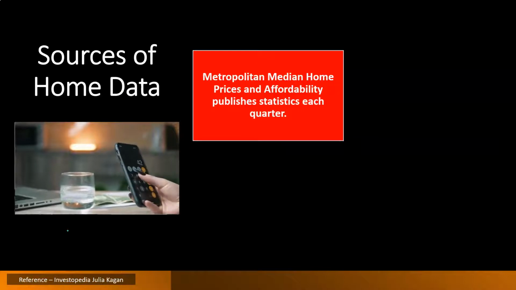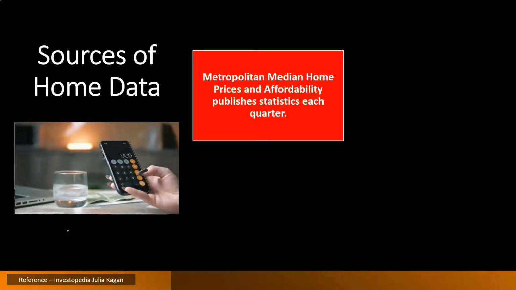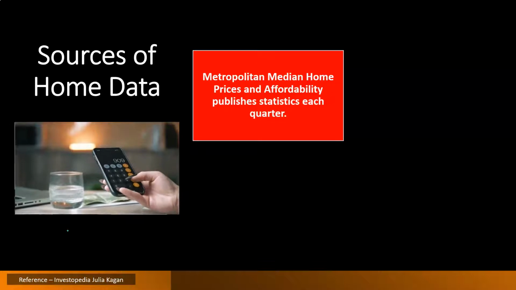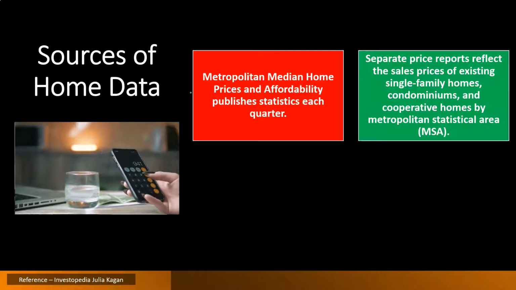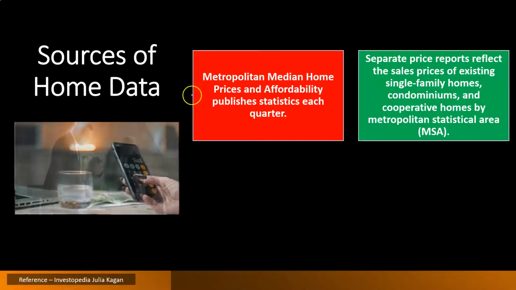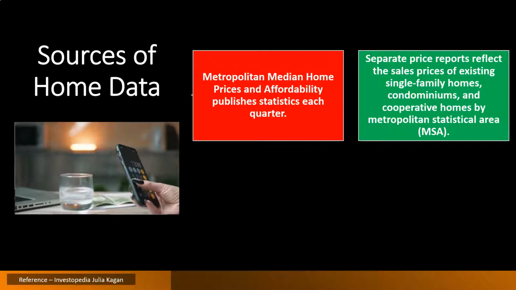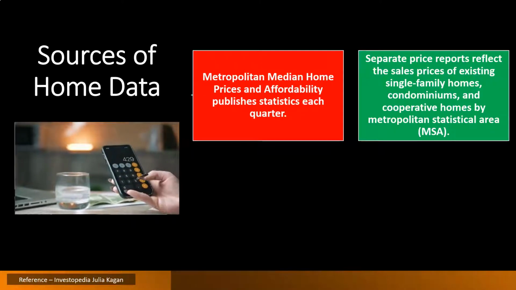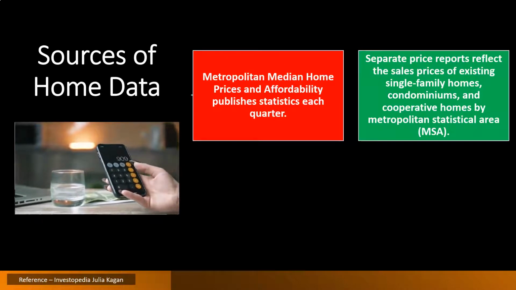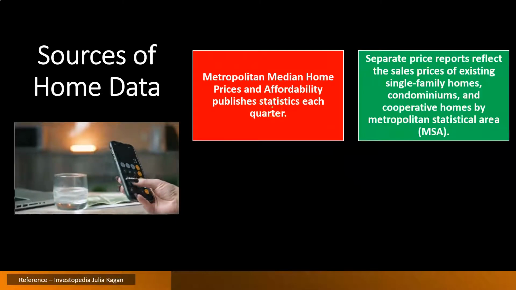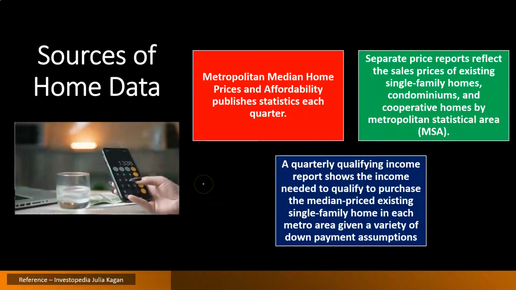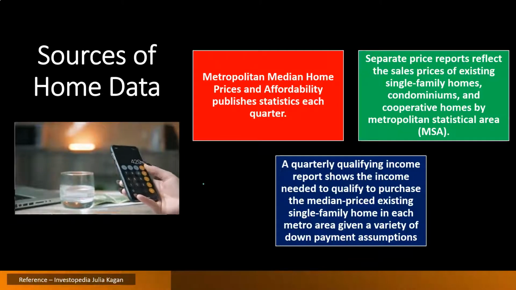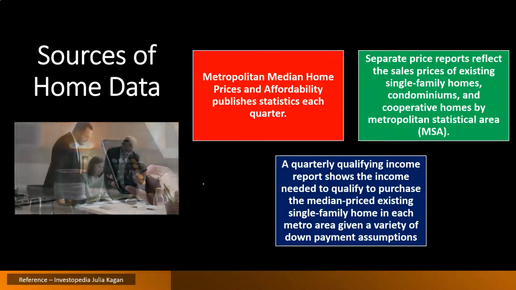Sources of data continued. Metropolitan Median Home Prices and Affordability publishes statistics each quarter, so you can look them up as well for some more statistical data. Separate price reports reflect the sales price of existing single-family homes, condominiums, and cooperative homes by Metropolitan Statistical Area, the MSA. A quarterly qualifying income report shows the income needed to qualify to purchase the median price existing single-family home in each metro area, given a variety of down payment assumptions.